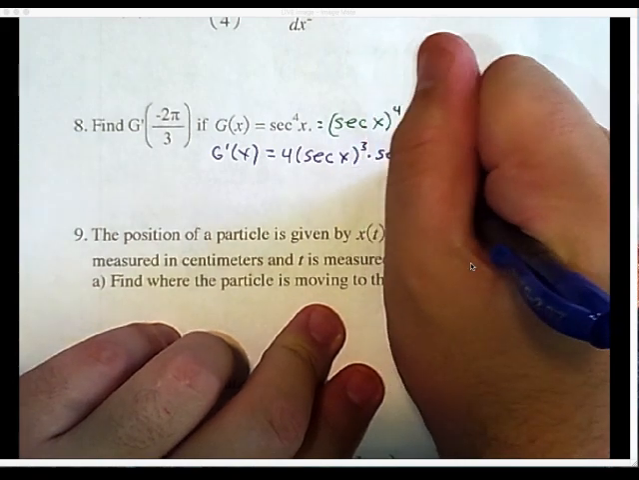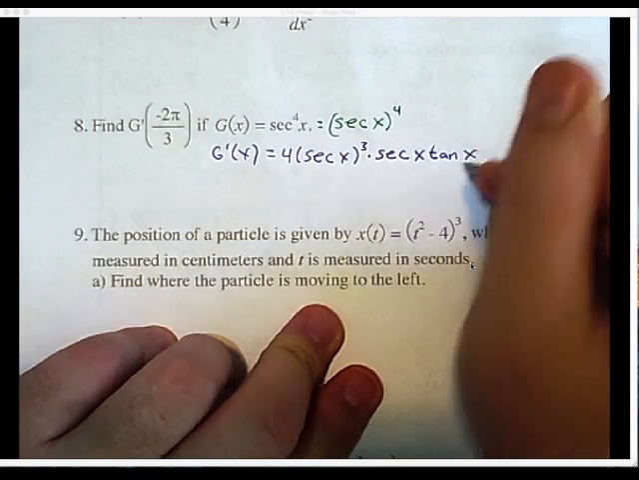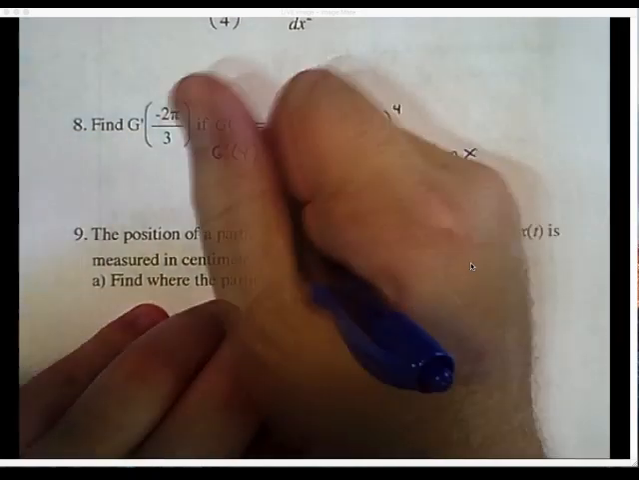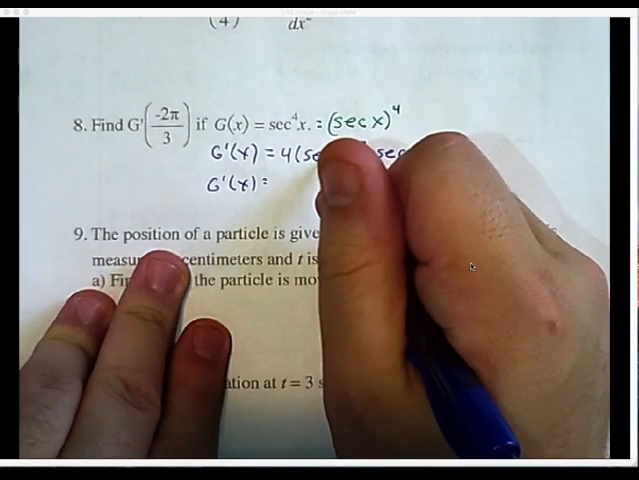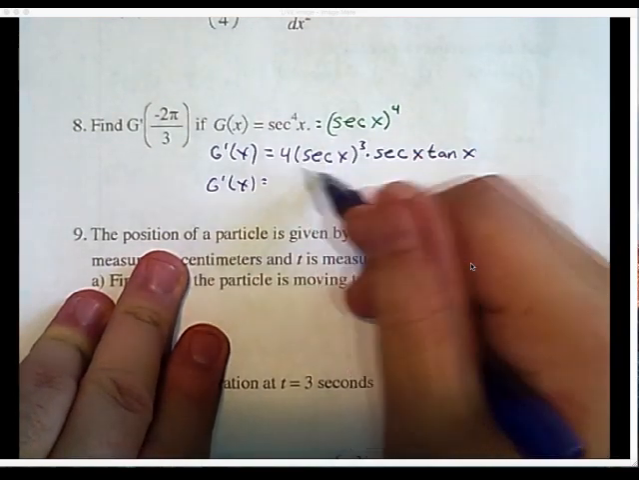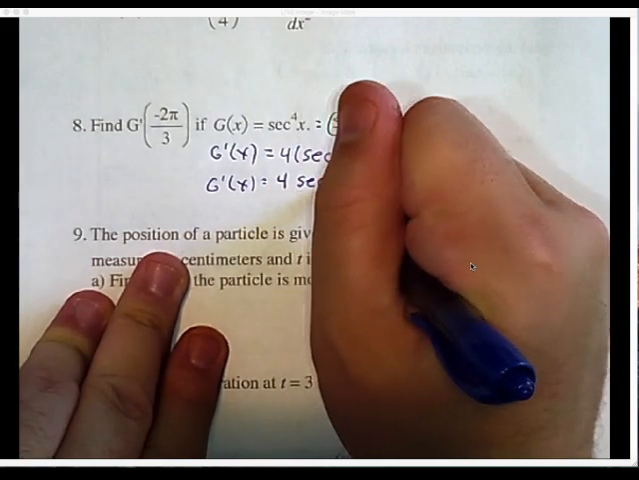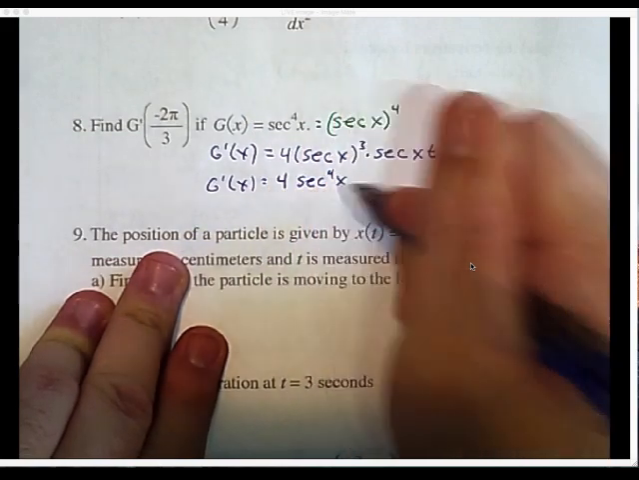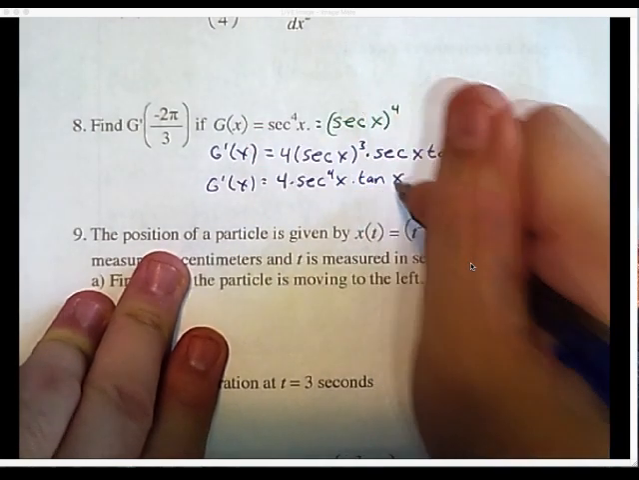So the derivative of secant of x is simply secant of x tangent of x. So I'm just going to write this a little bit nicer. I'll see what we're multiplying. We have secant times secant times secant, that's what that is, times another secant. So we have 4 times secant to the 4th of x times the tangent of x.